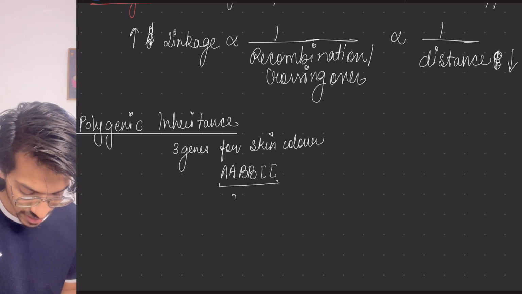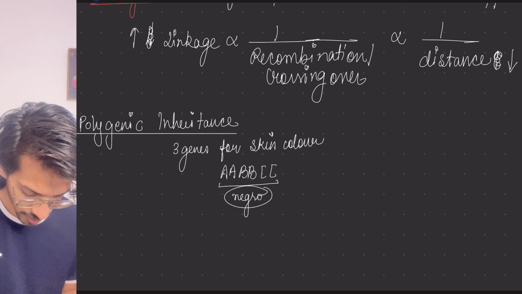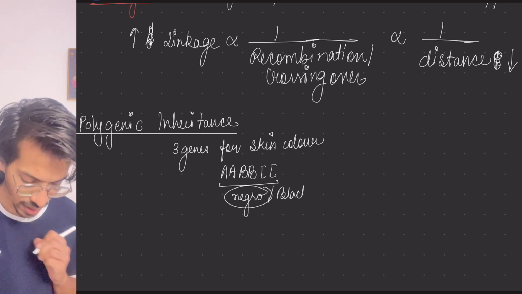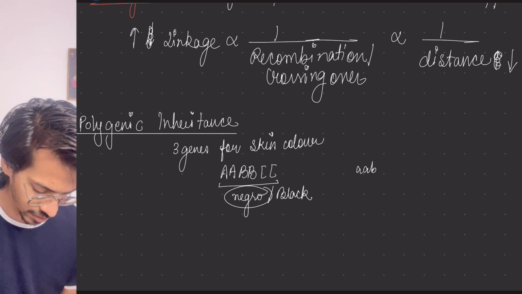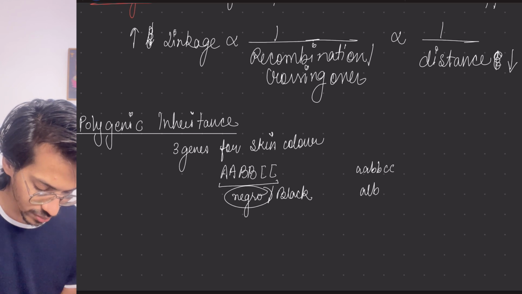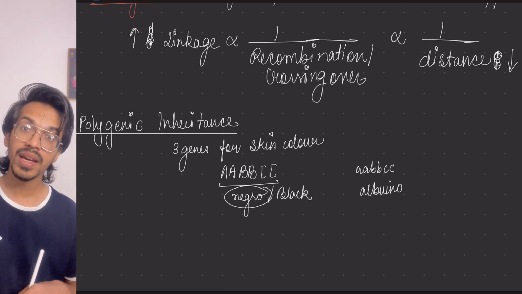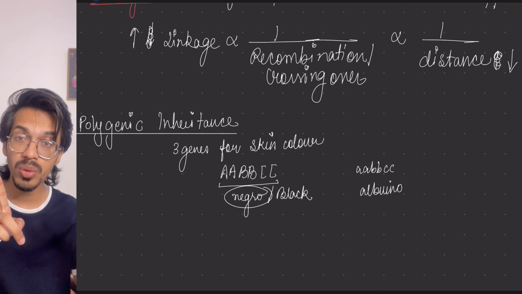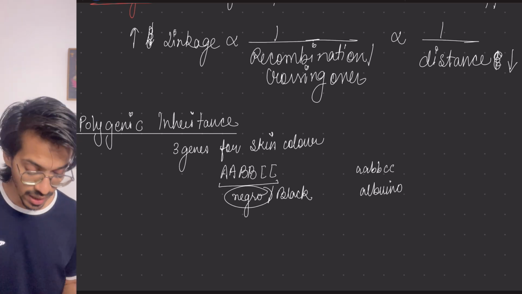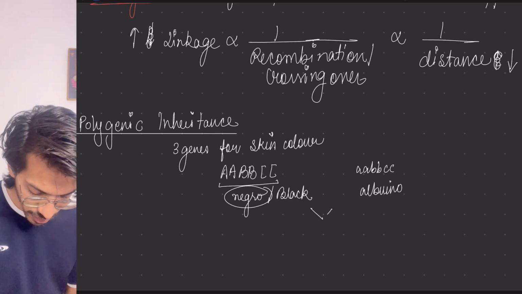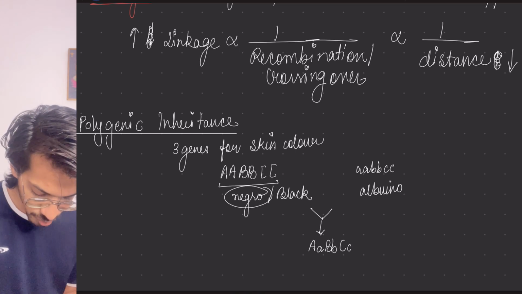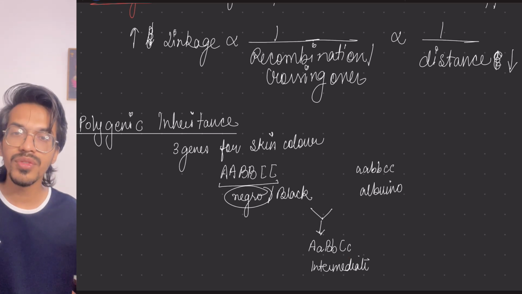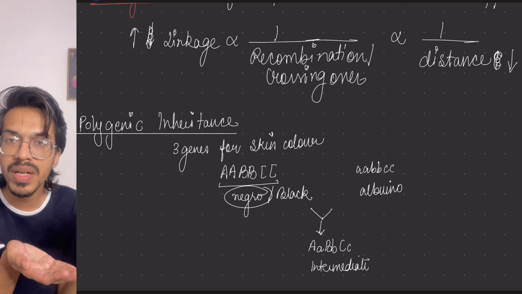The word used is negro, black. And if all of them are recessive traits, then the person is albino. If this albino person and a black person mate, then the skin type of the child would be intermediate, with the genotype like this. And in between there will be as many probabilities as possible.